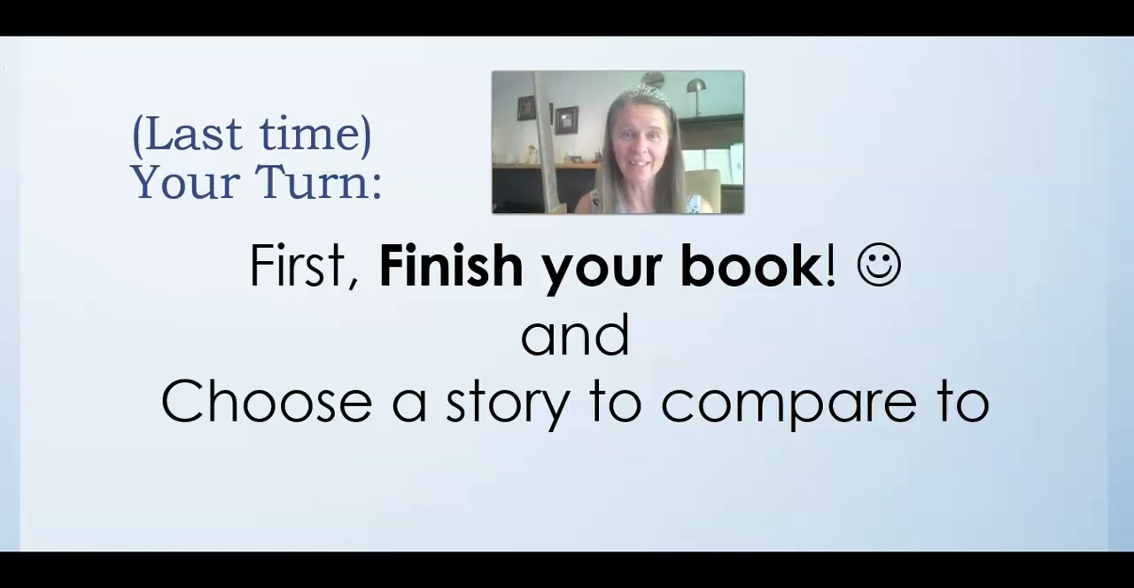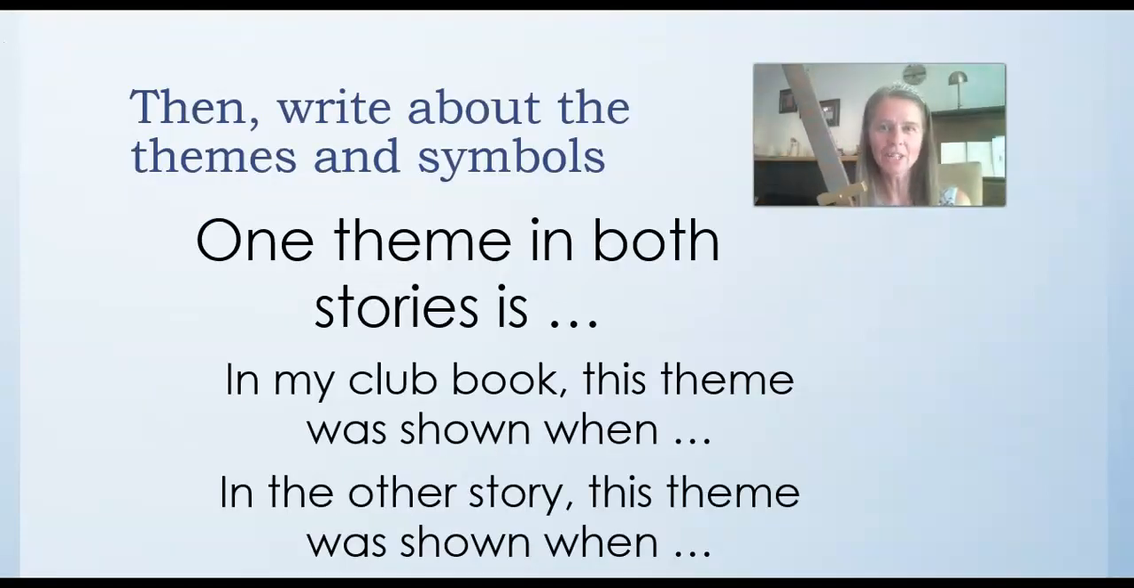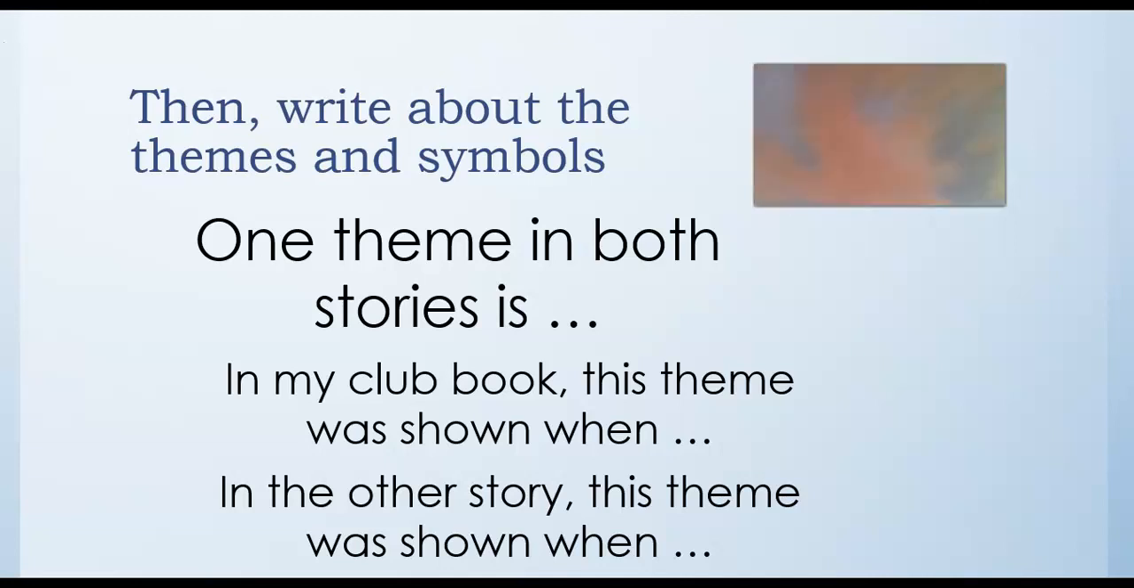Well, 5th graders, for the last time, it's your turn. First, finish your book, and choose a story that you're going to compare your book to. After you've finished your book and chosen the one to compare it to, then write about the themes and symbols in both stories. You might say, one theme in both stories is, and write the theme. Then explain it. In my club book, this theme was shown when, blank, blank, blank. In the other story, this theme was shown when, blank, blank, blank.